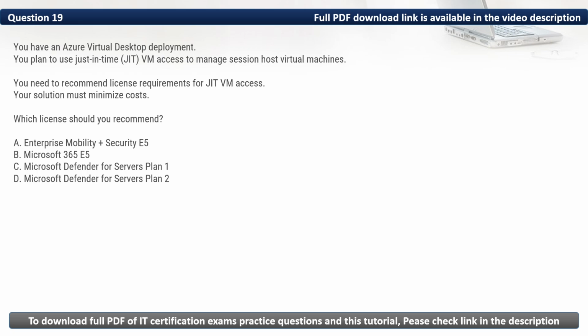Here in this question, we need to recommend license requirements for JIT VM access while minimizing costs. As such, we should recommend Microsoft Defender for Servers Plan 1. Thus, the correct option is C.